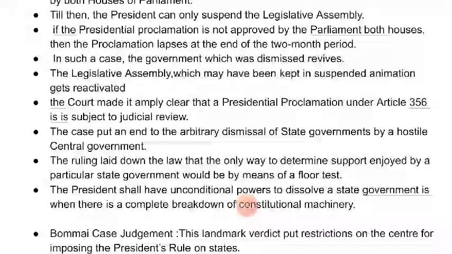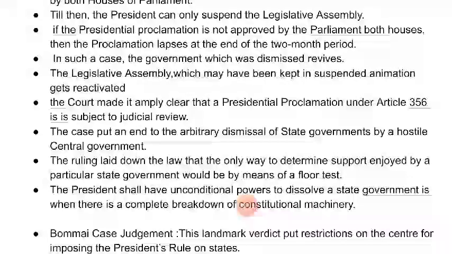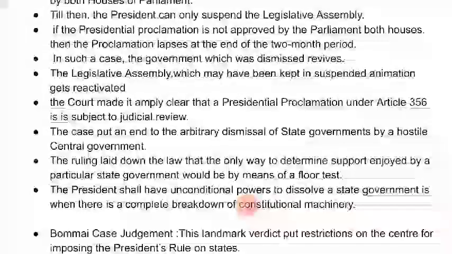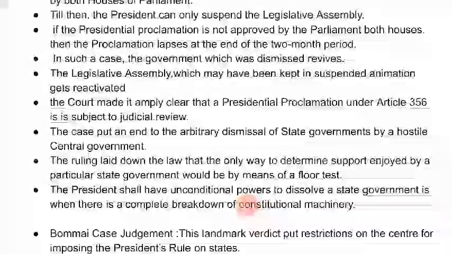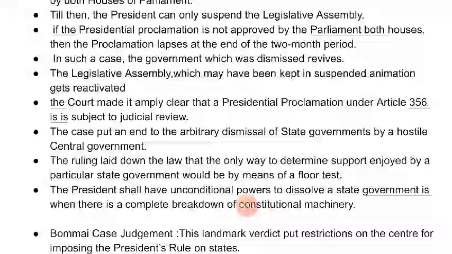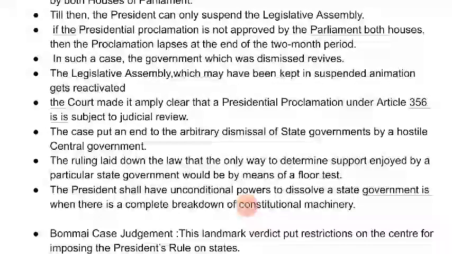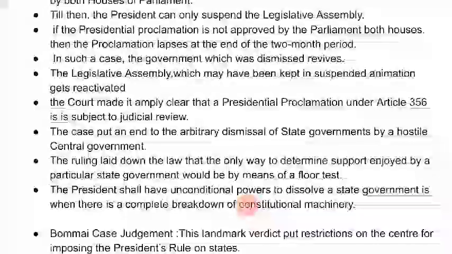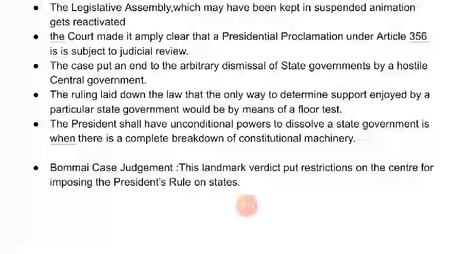Now the next important point is that after the lapse of the 2 month period, the proclamation lapses if not approved by both Houses of Parliament. Now see, the legislative assembly which may have been kept in suspended animation gets reactivated. So once it lapses, the legislative assembly of the state actually reactivates. Now the court made it very clear that the presidential proclamation under Article 356 is also subject to judicial review.